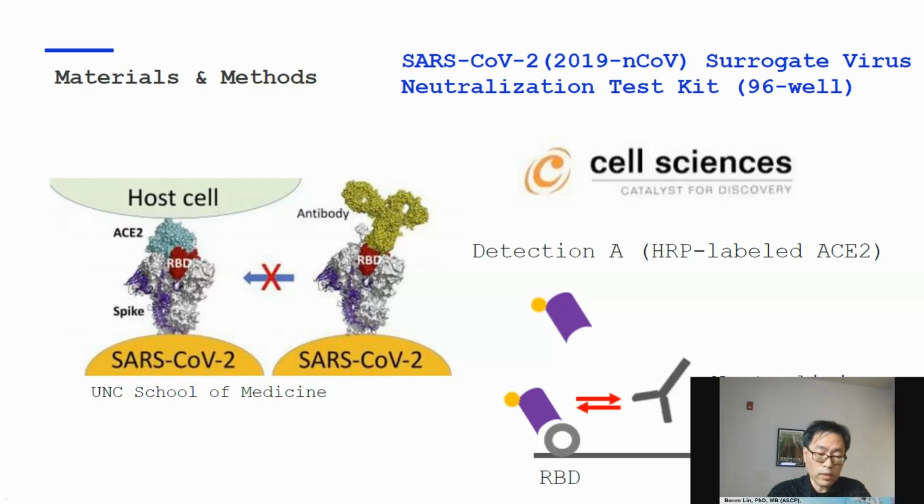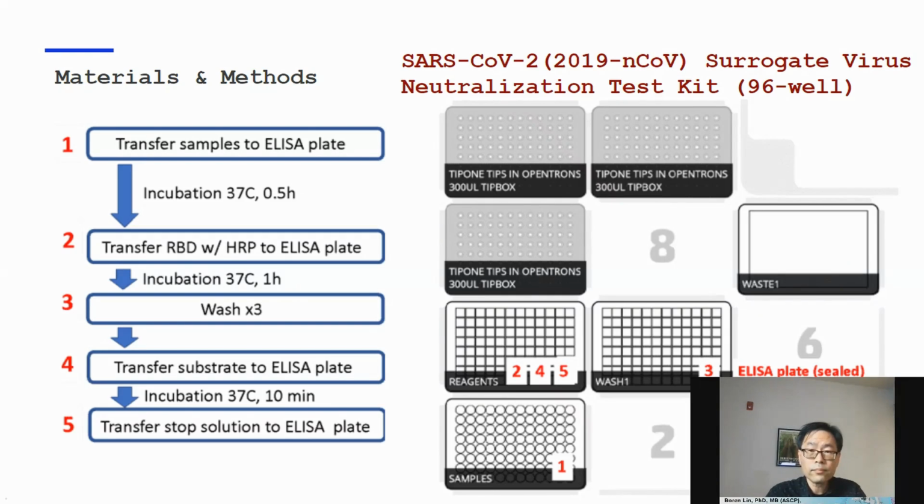ACE2 is a receptor present on human cells, and the target here is the neutralizing antibody that binds to RBD. RBD is the receptor binding domain of the viral spike protein. The workflow was similar, but the incubation was carried out at 37 degrees without shaking.